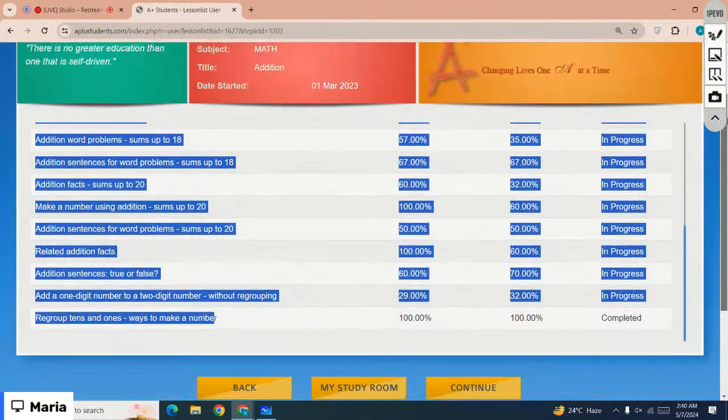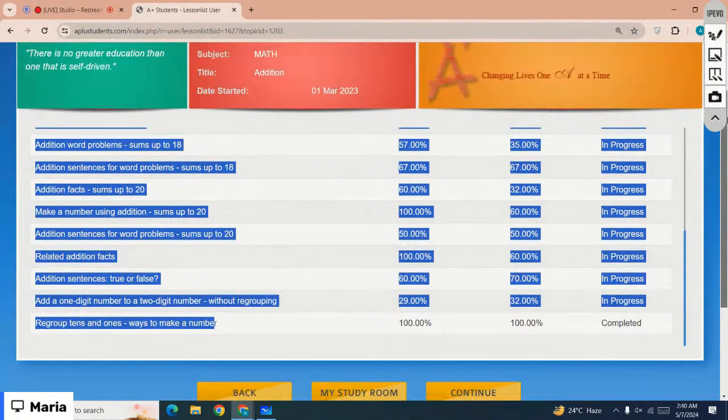the word problems you have to do on your own, then addition facts sums up to 20, make a number using addition sums up to 20, addition sentences, word problems you have to do on your own, related addition facts, addition sentences, true or false. The one we have just covered is add a one digit number to a two digit number without regrouping, right?